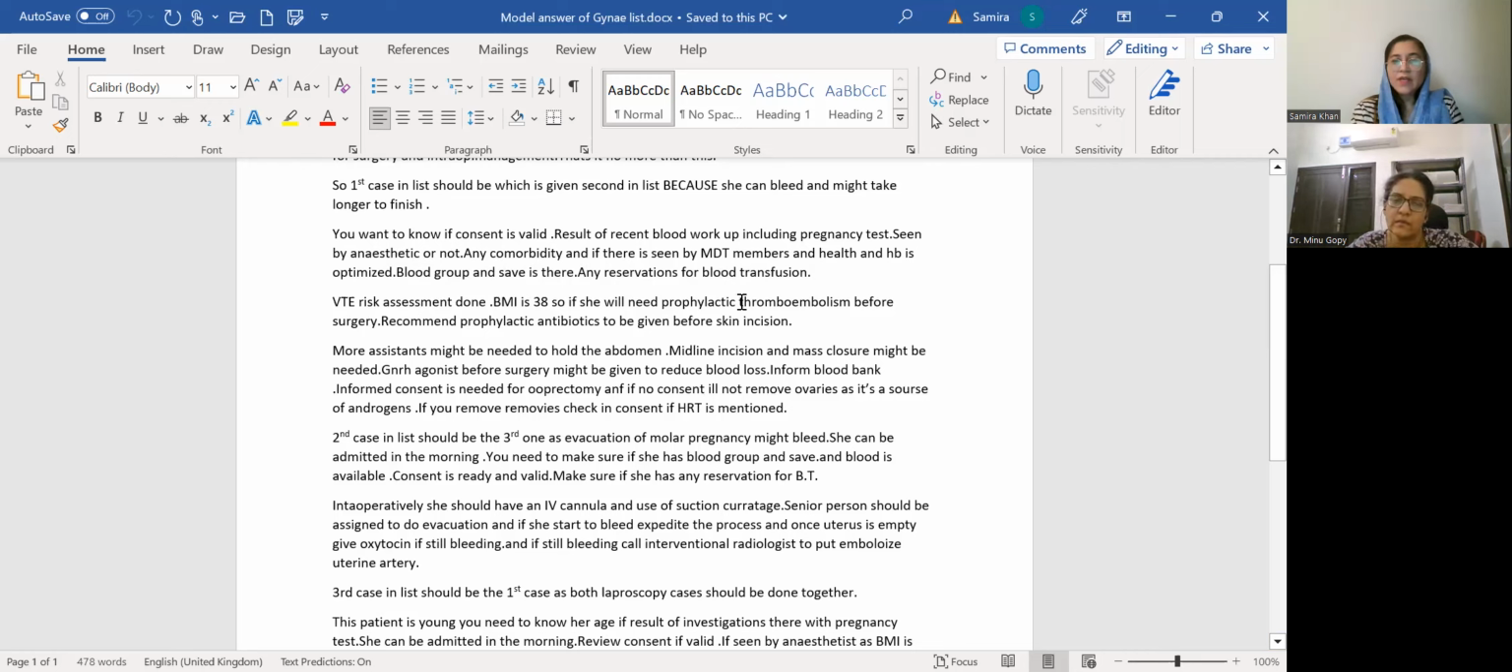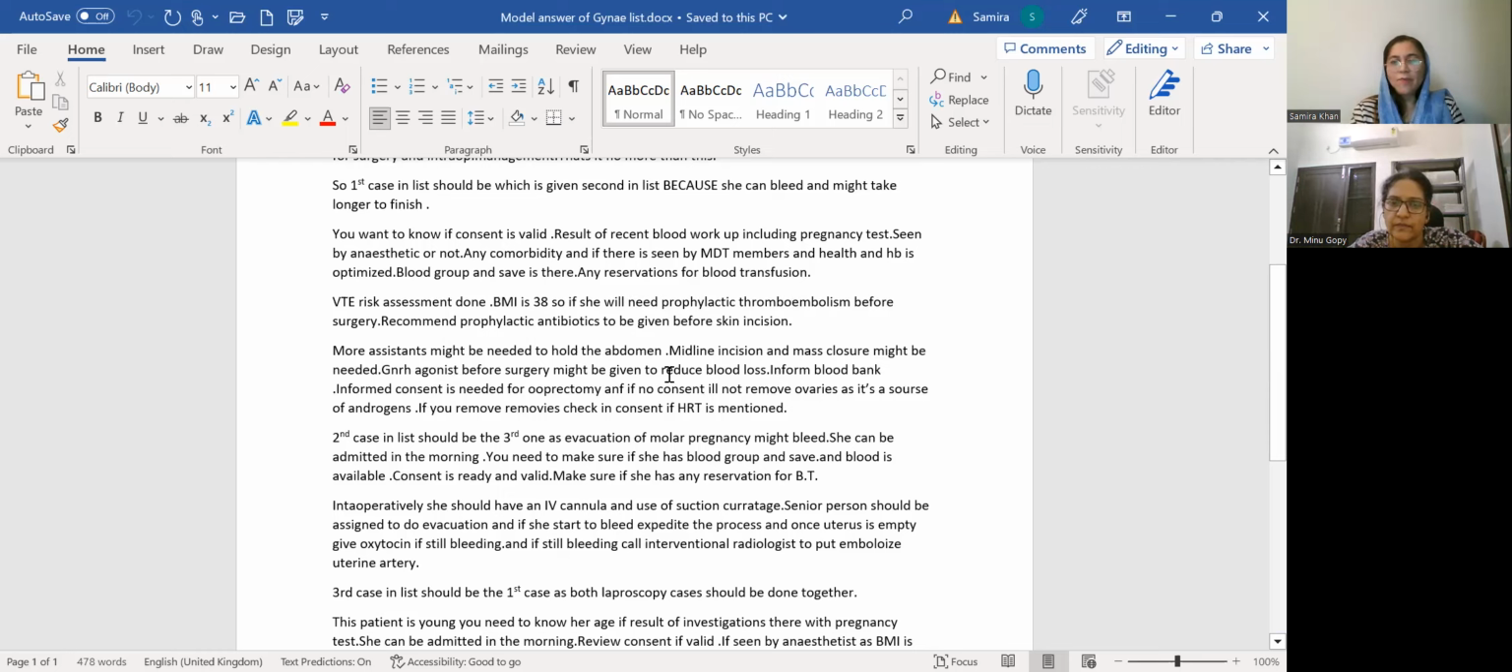Although this is said for a pregnant lady, because she has risk of bleeding, it's okay to mention. VTE risk assessment: she will need prophylactic thromboprophylaxis, like stockings maybe, and later on continue the stockings, but maybe she will need other kinds of prophylaxis. So we can say that we will see if she will need thromboprophylaxis before the surgery, and recommend prophylactic antibiotics to be given before skin incision. You might need an extra assistant to hold the abdomen, and midline incision mass closure might be needed. You talked about GnRH already.